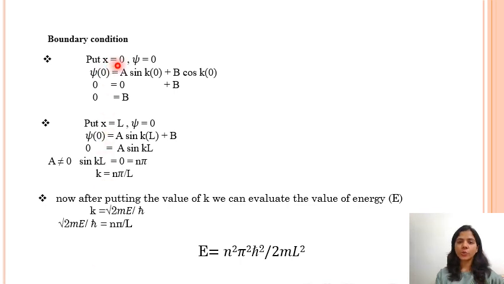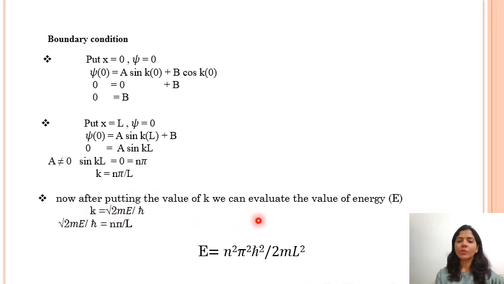At x equal to 0, psi must be 0. So this boundary condition gives us psi(0) equal to A sin k0 plus B cos k0, and this gives B equal to 0. The other boundary condition is at x equal to a, psi equal to 0. So this gives psi(a) equal to A sin ka plus B. So A sin ka equal to 0, but A can't be 0 as B already gives us the value 0. So sin ka must be 0, and we know that for all n pi values sin must be 0. So this gives us the value of k equal to n pi upon a.